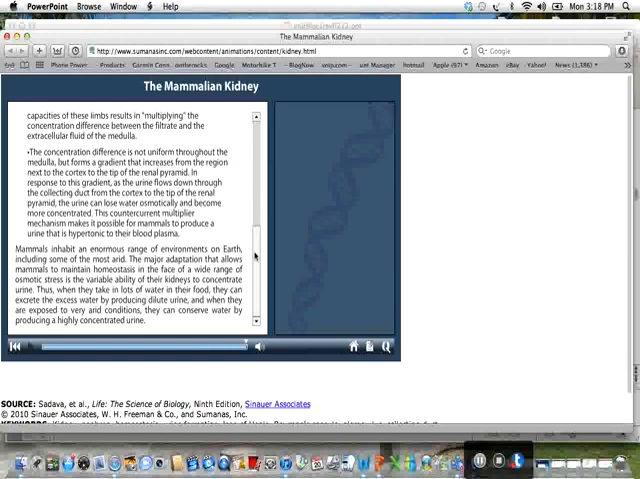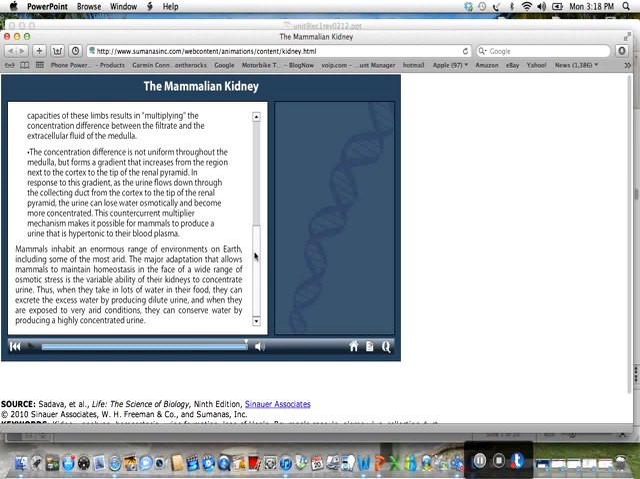The concentration difference is not uniform throughout the medulla, but forms a gradient that increases from the region next to the cortex to the tip of the renal pyramid. In response to this gradient, as urine flows down through the collecting duct from the cortex to the tip of the renal pyramid, the urine can lose water osmotically and become more concentrated. This countercurrent multiplier mechanism makes it possible for mammals to produce a urine that is hypertonic to their blood plasma.